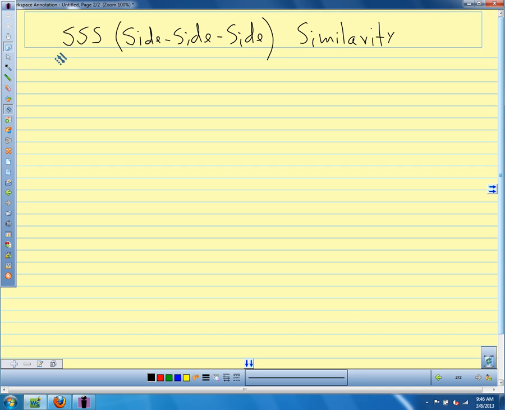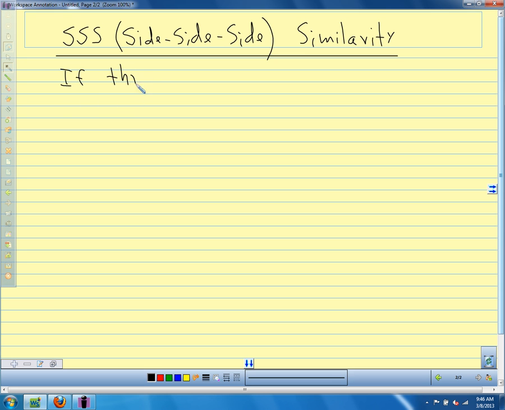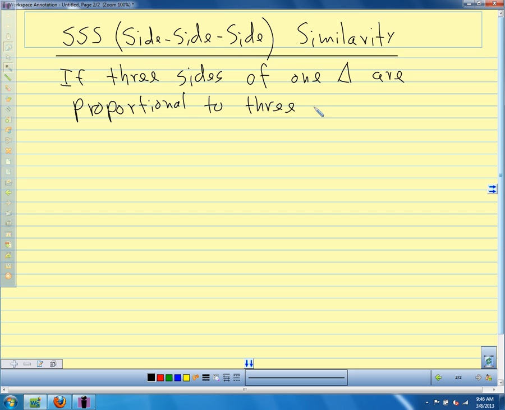Now for side, side, side congruence, we said that all three sides had to be congruent. A little bit different for similarity. For side, side, side, we're going to say if three sides of one triangle are proportional to three sides of another, then our triangles are going to be similar.